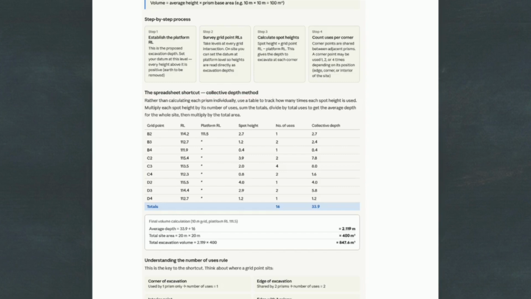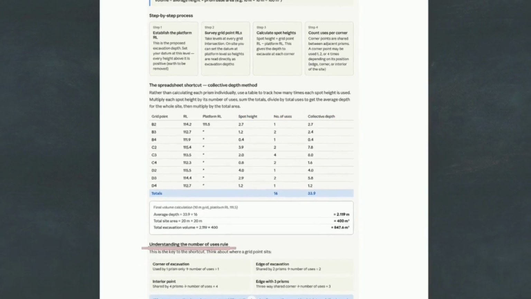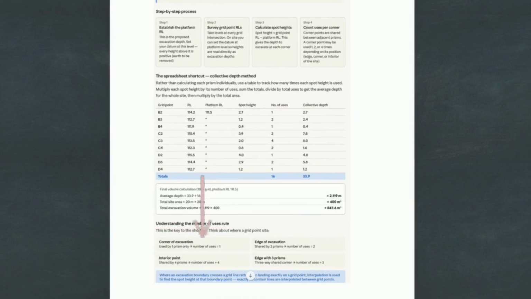Rather than treating every prism separately, this spreadsheet tracks how many times each individual corner is shared across the entire grid. Look at the number of uses rule at the bottom. If a spot height sits on the absolute outer corner of your total excavation area, it only touches 1 prism. Its number of uses is exactly 1. But if a point sits on the outer edge, it is shared by 2 adjacent prisms. And a point sitting right in the interior of the site forms the corner for 4 separate prisms simultaneously.